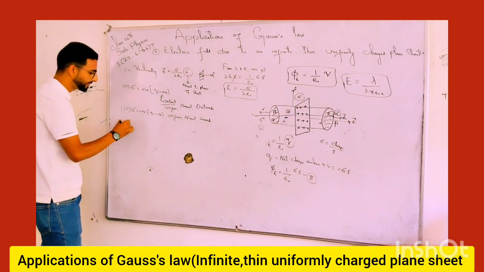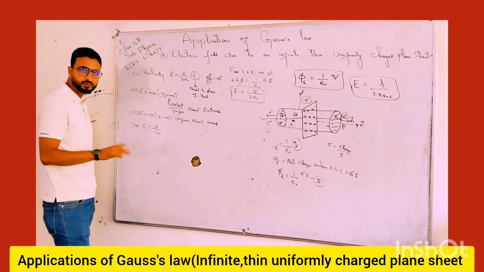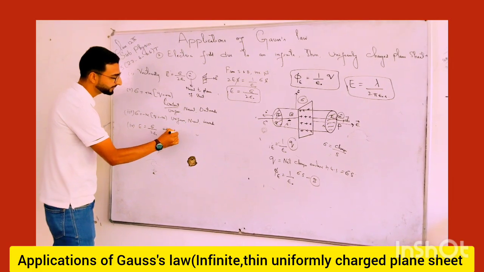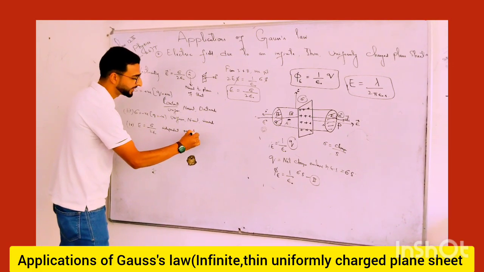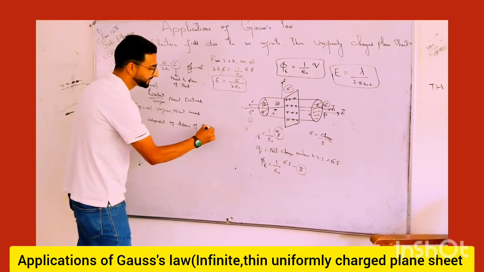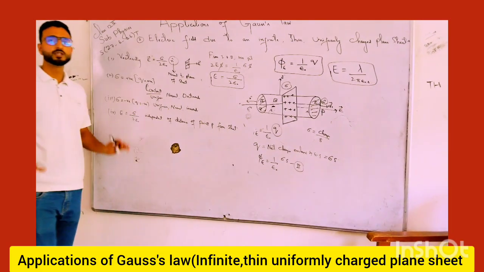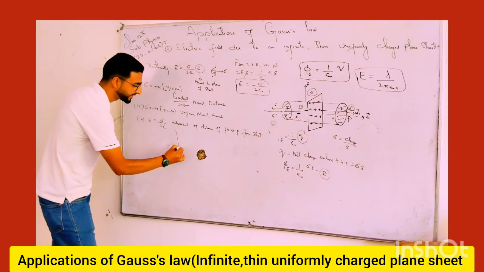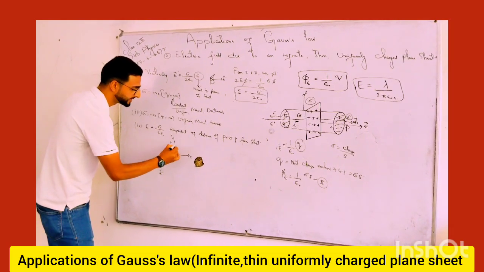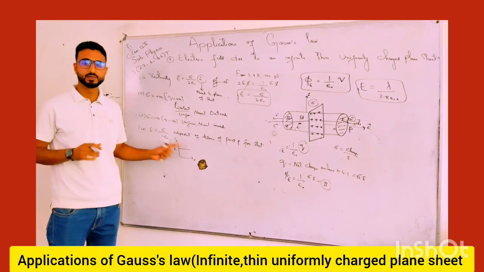Okay? Now, number 4, since E is equal to sigma by twice epsilon naught, does it depend upon the distance? No. So it is independent of the position of point P, or I can simply say it is independent of the distance of point P from the plane sheet of charge. So E is constant, independent of R. If I plot a graph between electric field intensity on the y-axis and distance on the x-axis, E is constant because it is independent of the distance.